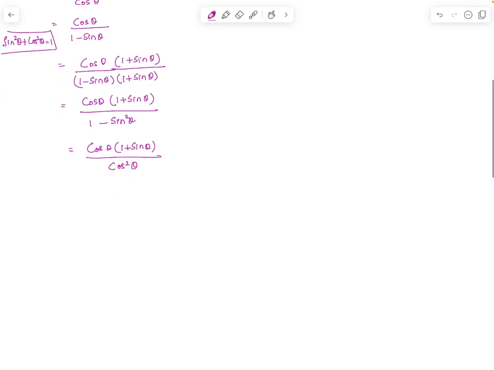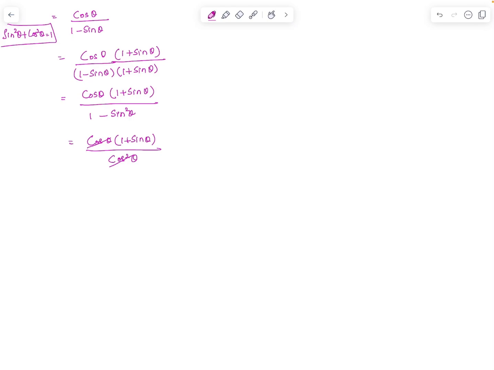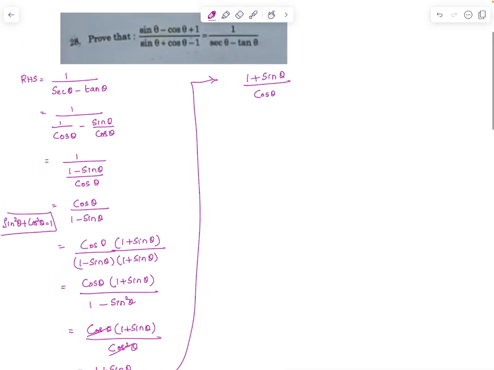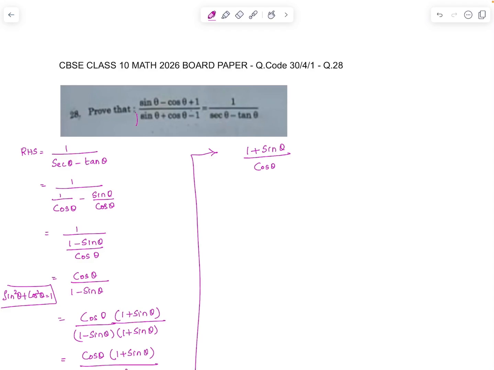There is 1 cos theta in the numerator and 2 in the denominator. Cancelling 1 out, we get 1 plus sin theta upon cos theta. Let me take this result here, 1 plus sin theta by cos theta. But in the left hand side, we have this sin theta plus cos theta minus 1 in the denominator. Let us introduce that in the denominator and the numerator.